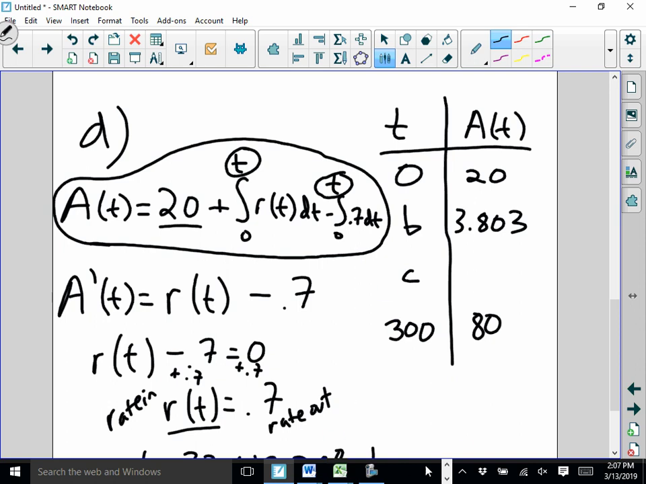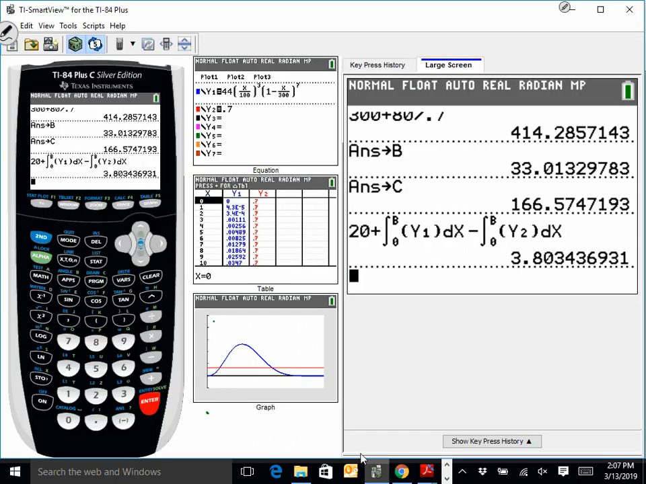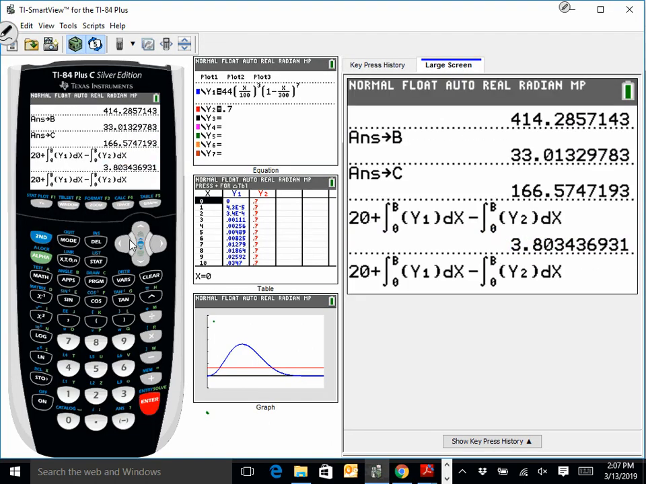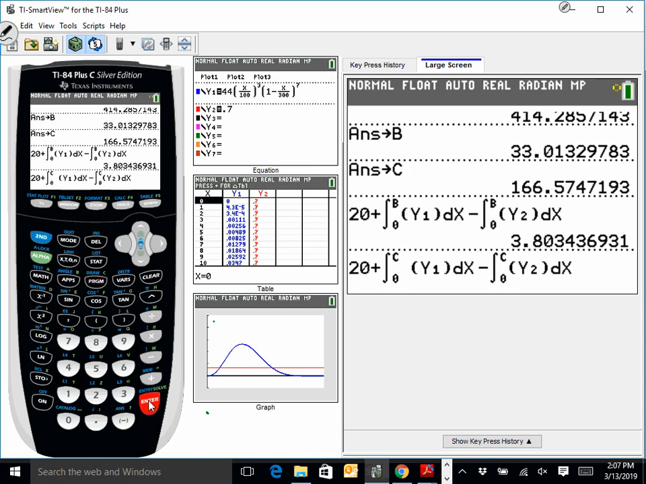And again, instead of retyping the whole thing, I just want to change this to the letter C. And change this to the letter C. Make sure you change both if you're going to do it this way. And I get 158.070.